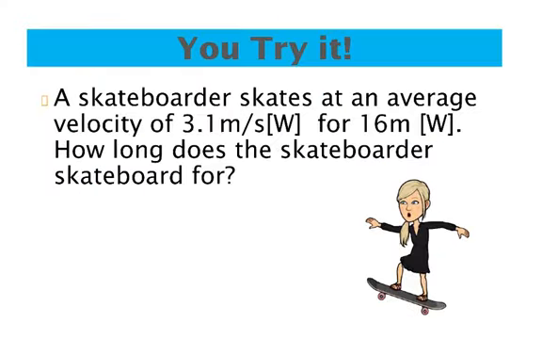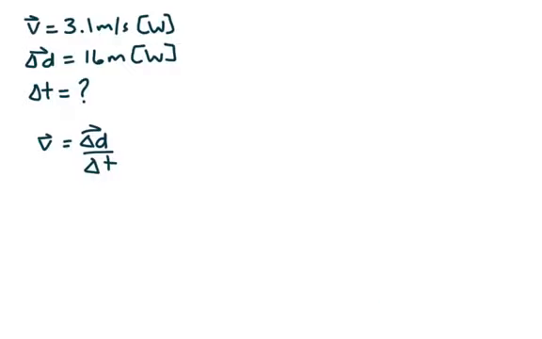This time you're going to try it before you see the answer. So a skateboarder skates at an average velocity of 3.1 meters per second west for 16 meters west. How long does the skateboarder skateboard for? So you're going to pause the video, set it up, and then you're going to press play when you're ready to see if your answer matches mine. So I've just got things set up here. We've got our velocity, our displacement, and time is unknown.